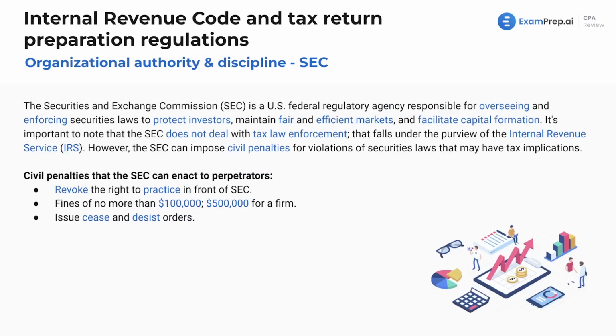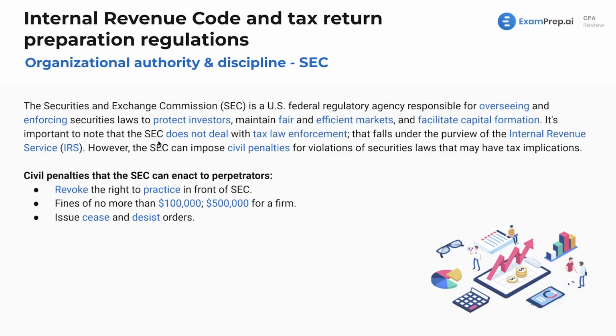Next up, the SEC. Oh, the big bad SEC. We're just going to talk about a few different organizations and what their responsibilities are, what their roles are, how they fit into the big picture, and what they can do. The Securities and Exchange Commission is a U.S. federal regulatory agency. You may or may not be familiar with the SEC. They deal mostly with securities law to protect investors, maintain fair and efficient markets, and facilitate capital formation.